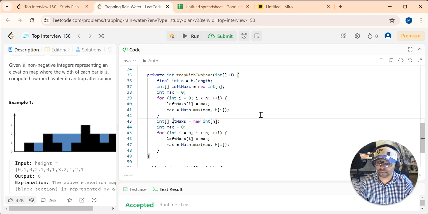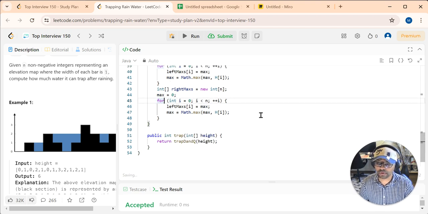Let's do this, and now we have to go in reverse, remember that, right? So for i from n minus 1, while i is greater or equal to 0, minus minus i, and this time right maxes of i equals that, and then the same thing here. Okay, so I think that calculates the left max and the right max.